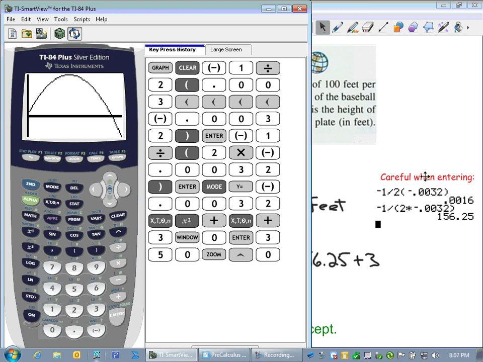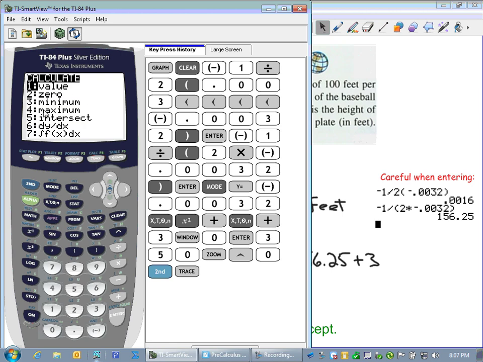But before we get that, we're going to go back and look at that maximum height again. We're going to make sure that we can still do that on the calculator. So to find the maximum height, I want to see what this point is right there. So I'm going to go to Second Trace, which is the Calculate menu.